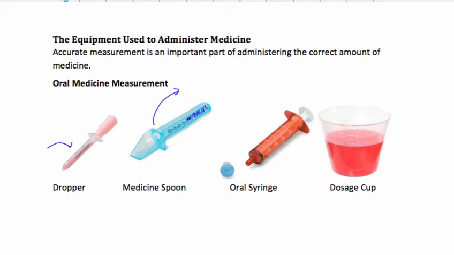The other thing we have is a syringe, but this is an oral syringe, so that we could measure exactly and precisely how much medication we needed on the oral syringe and administer it that way. Or we also have a dosage cup, which has all kinds of measurement on the side, and we can fill up the cup to the right amount of the right dosage of medication and then administer it that way.